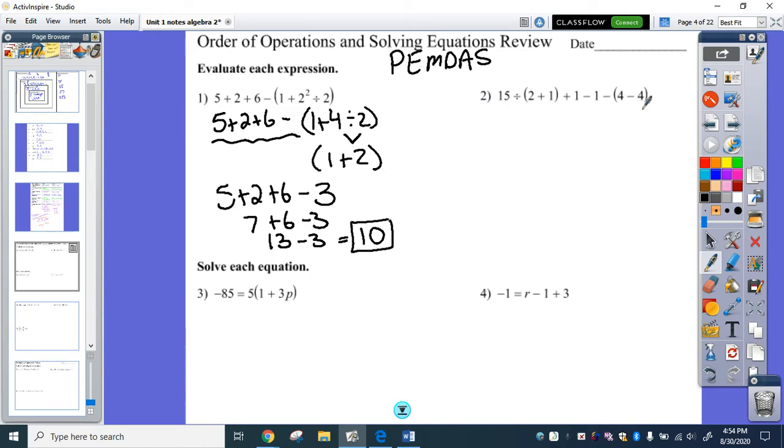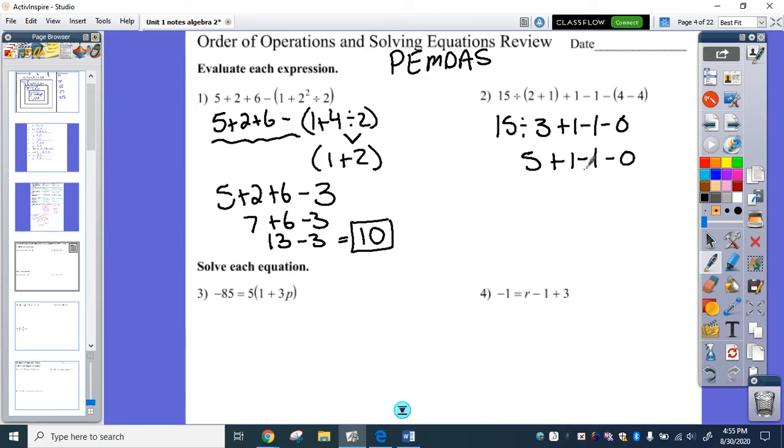Moving on to the next one. Again, you've got 2 sets of parentheses in here. Let's deal with those first. So we'll leave the 15 divided by 2 plus 1 is going to be 3. Bring down any addition or subtraction. And then 4 minus 4 is going to turn into 0. Well, now we've got 15 divided by 3, which is 5, plus 1 minus 0.